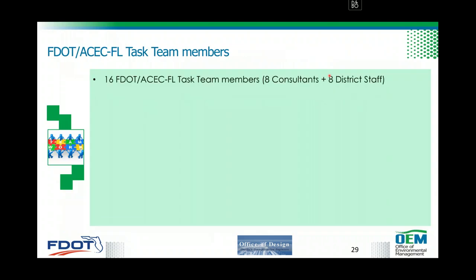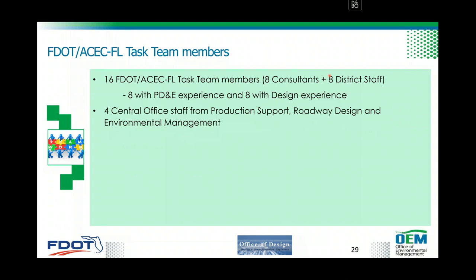Okay, so the team members who helped us with development of this standard scope of services are 16 people: 8 consultants, 8 districts, 8 with PD&E experience and 8 with design experience. We had 4 central office staff for production support, roadway design, and environmental management. The team met 12 different times between February last year and February this year.